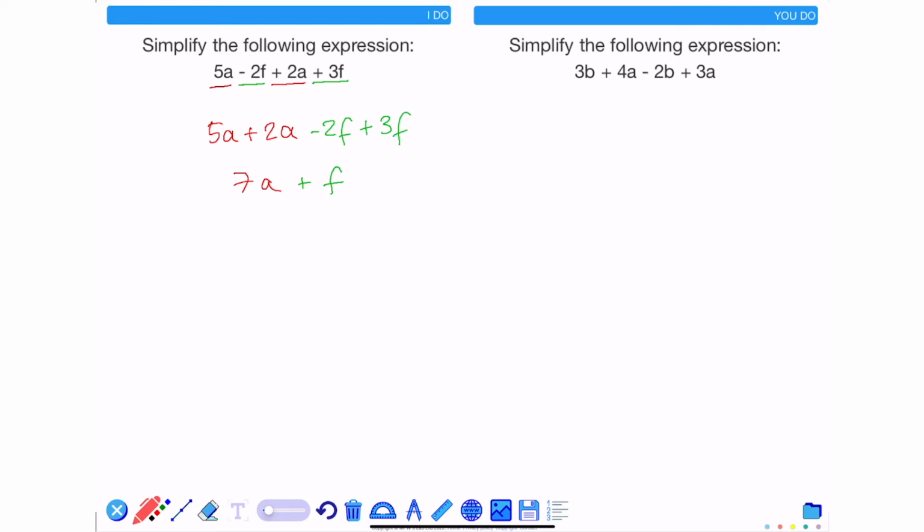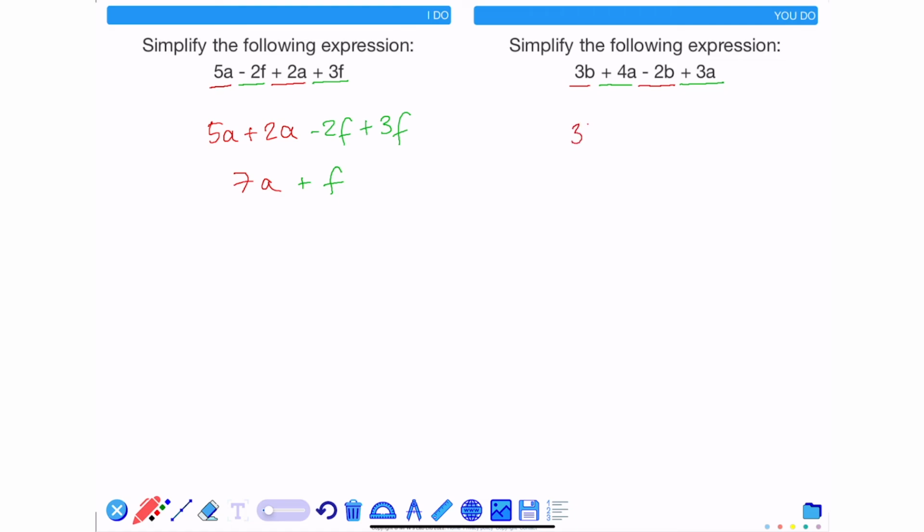My like terms in the question on the right hand side are 3b and minus 2b. Notice how I've underlined the negative symbol too. They are also positive 4a and positive 3a.